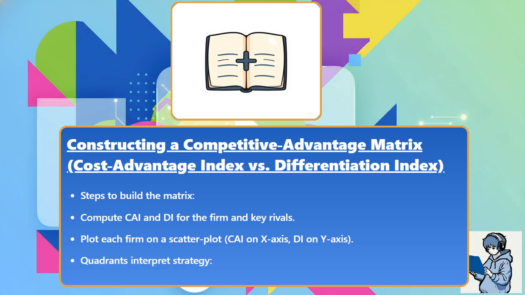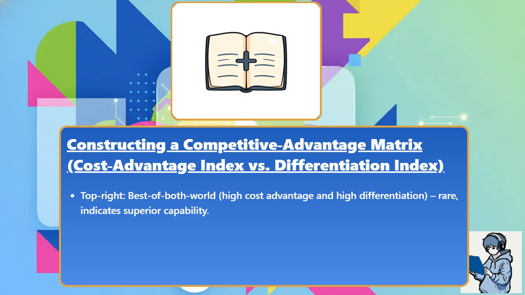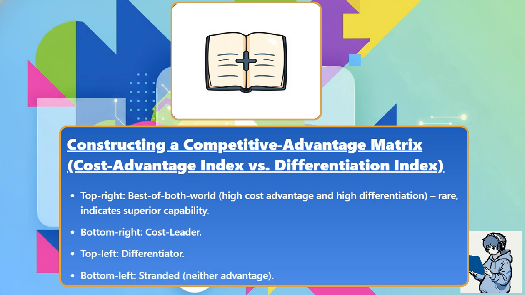Quadrants interpret strategy. Top right: best of both worlds, high cost advantage and high differentiation, rare, indicates superior capability. Bottom right: cost leaders. Top left: differentiators. Bottom left: stranded, neither advantage.